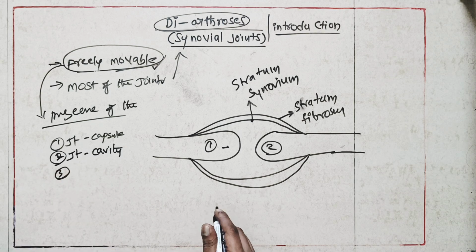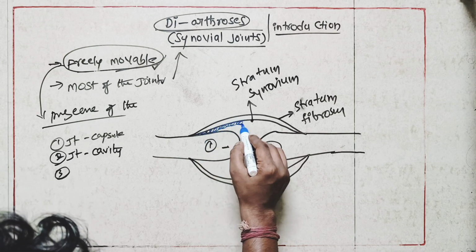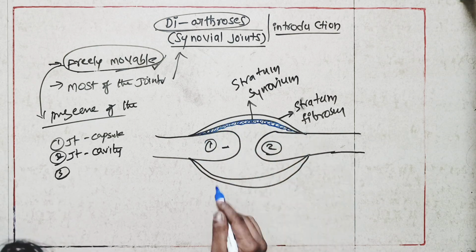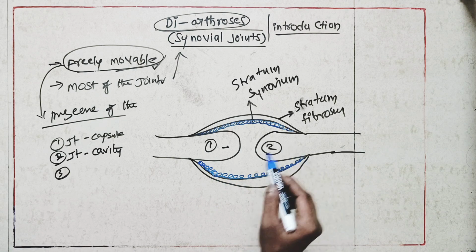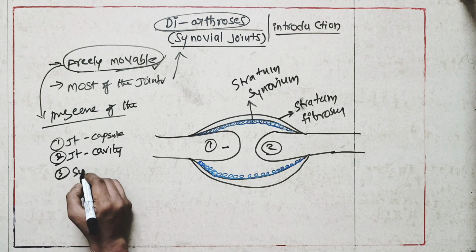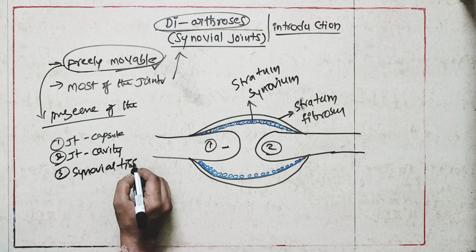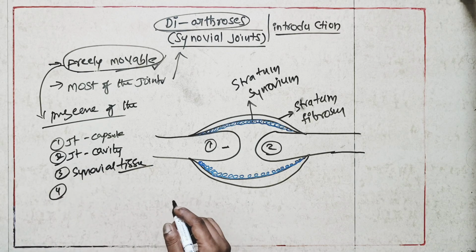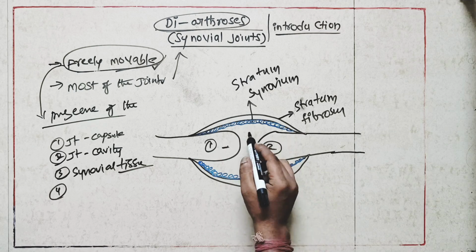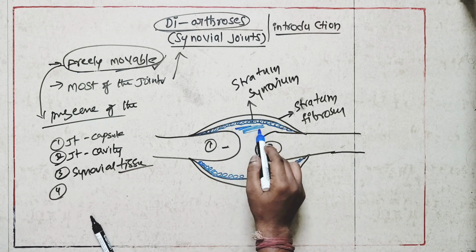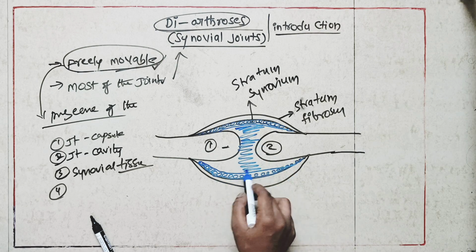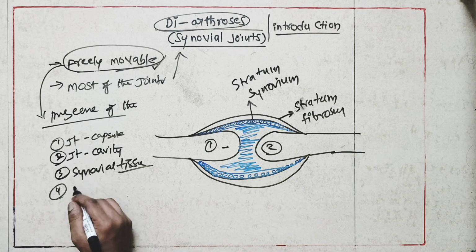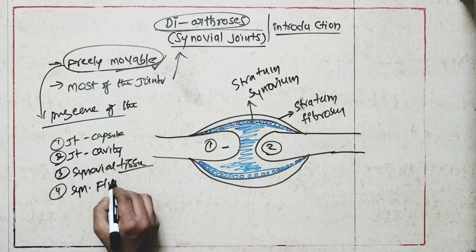in the synovial joint. Next, the third point, here we will have synovial tissue, which is the inner layer of the joint capsule. Third point, synovial tissue will be there. And the next point, between these two bones we will have synovial fluid. This is synovial tissue, and this is synovial fluid. So the fourth point, synovial fluid will be there.